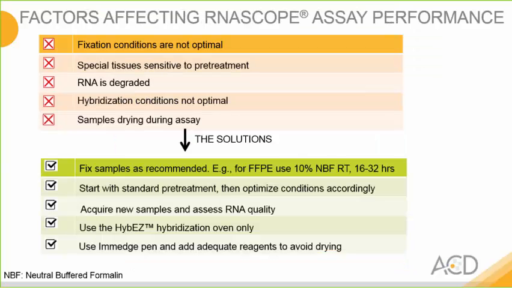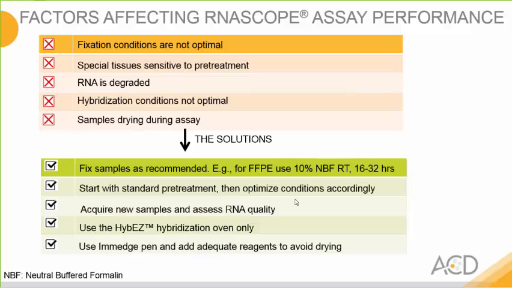Okay, so to summarize, these are the factors that can affect assay performance, as we mentioned already. Fixation conditions as well as pretreatment conditions are both critical for assay success. So for pretreat, we always recommend to start from the standard condition. And oftentimes this will work the best since our scientists have already performed optimizations.